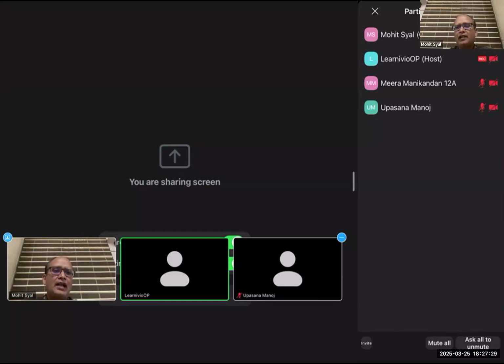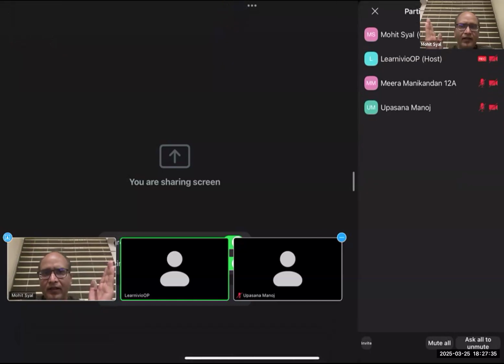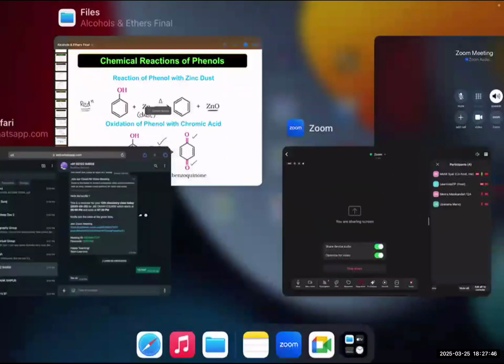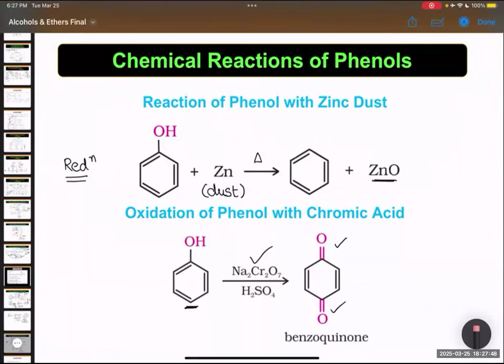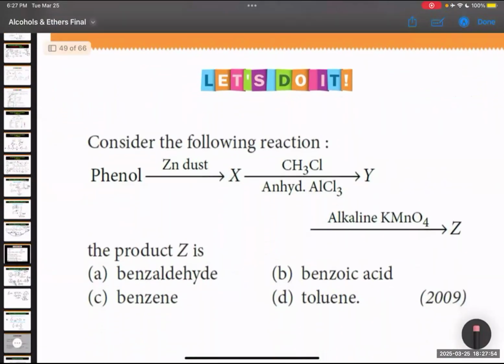And next is oxidation. If you treat phenol further with an oxidizing agent like Na2Cr2O7, you will have one more double bond O connected to the phenol at the para position, and that is basically benzoquinone. So do remember that this is also very important, both redox reactions given by phenols.